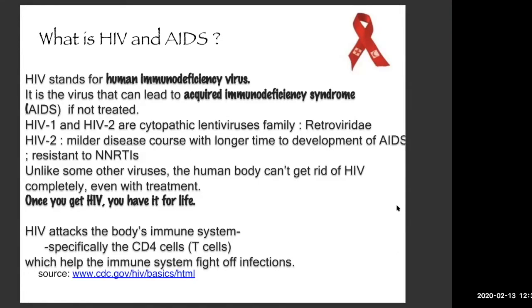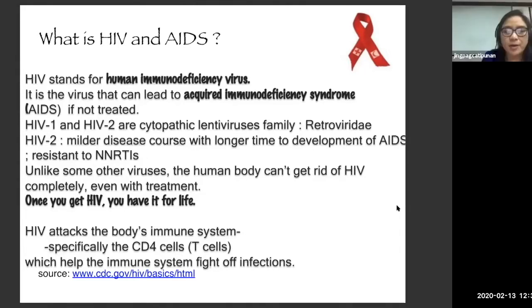So we know in children, they are being infected from the mother, and that they can have HIV-1 and HIV-2. Both are from the retroviral viruses. Although HIV-2 is a milder disease, the course is with a longer time to develop to AIDS. The problem is that it is more resistant to your NNRTIs.